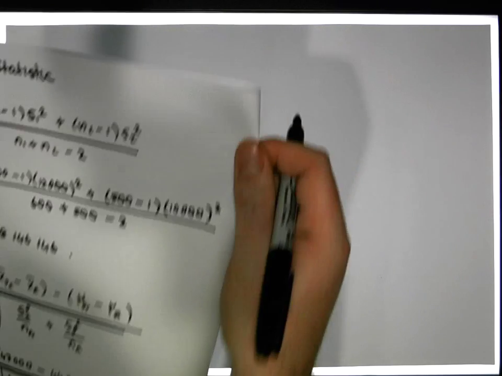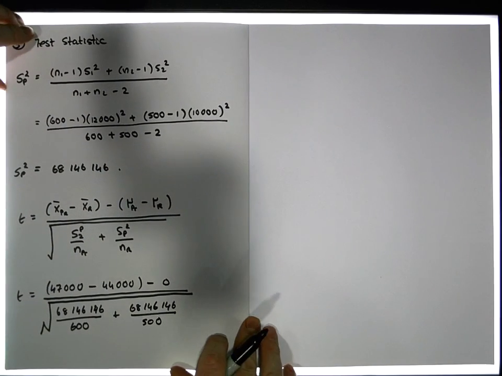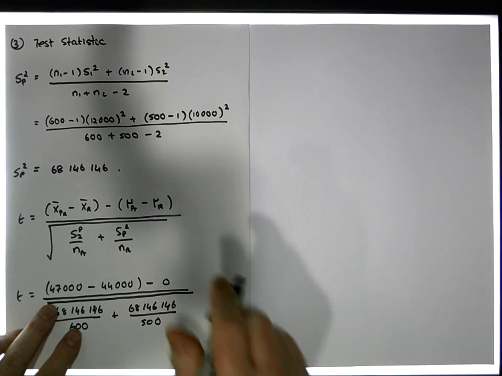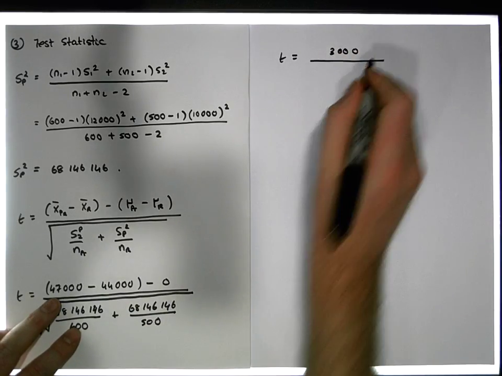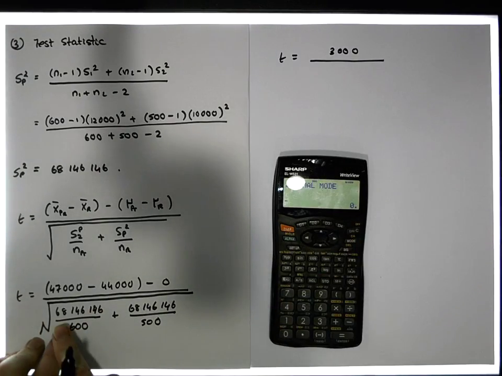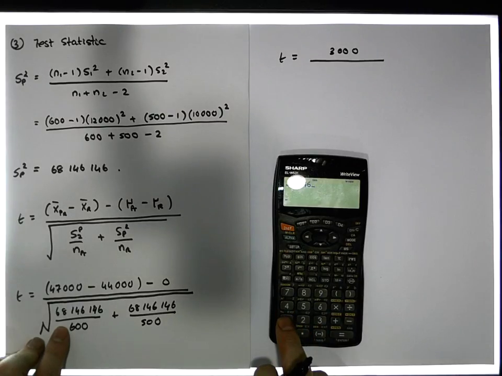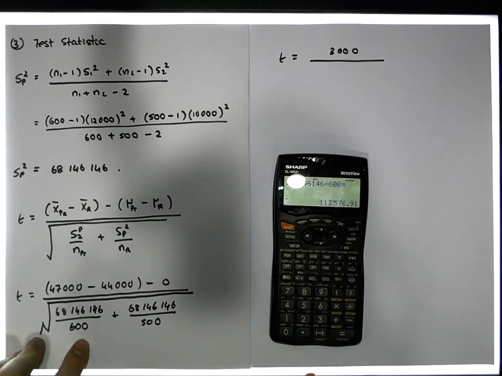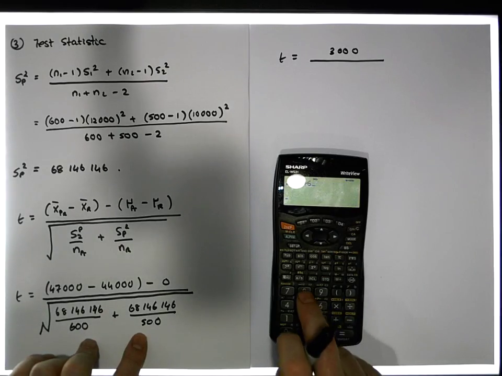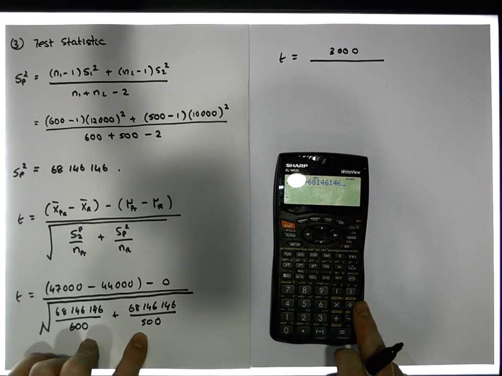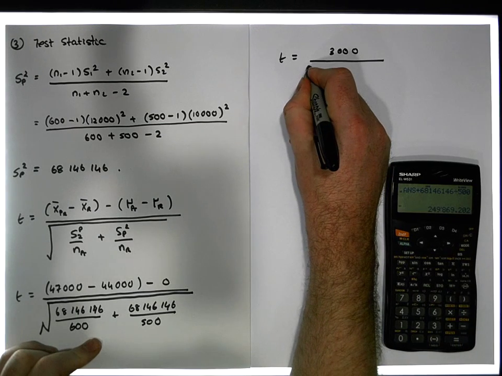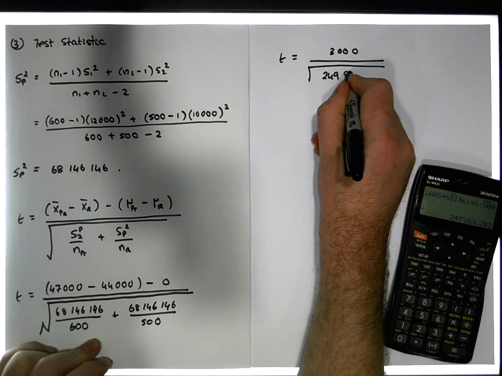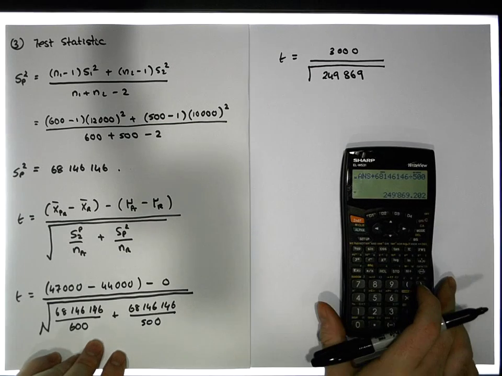So what we end up with here: the numerator is 47,000 minus 44,000, which gives us 3,000. That needs to be divided by the square root of this thing here. Let's do that. 68,146,146 divided by 600 gives us about 114,000, plus 68,146,146 divided by 500, which gives us about 249,869 in total. So we have the square root of 249,869, to 0 decimal digits.